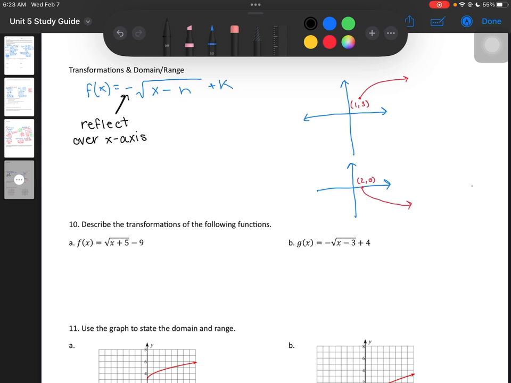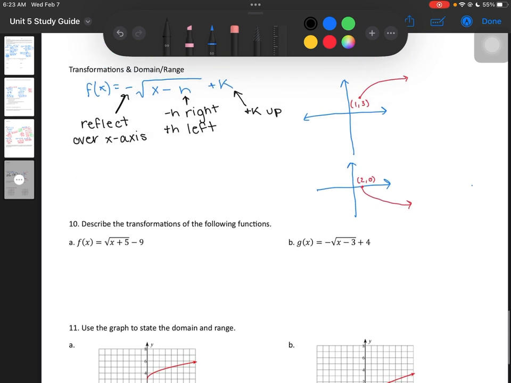And then when we have an h, if we have a minus h, that's going to move our function. It's going to move it right. So it's kind of doing the opposite. So it's going to move to the right h units. If it's a plus, then it's going to move it to the left h units. And then our k is what moves it up and down. So if we have a plus k, it's going to go up. And if we have a minus k, it's going to go down.